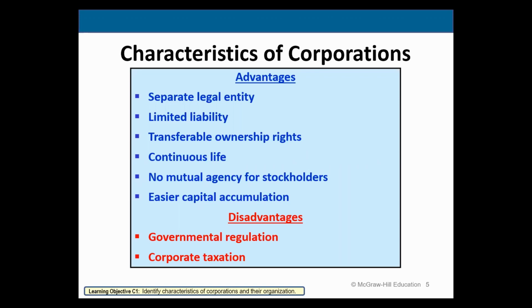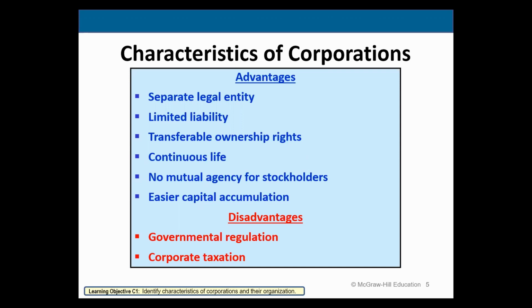Now, some disadvantages to the corporate form is that of government regulation. A corporation has to meet the requirements of a state's incorporation laws, and proprietorships and partnerships avoid many of these. So you have to submit your bylaws and your articles of incorporation to the state, usually the Secretary of State, who then would grant the corporation. You don't have to do that to form a partnership or a sole proprietorship.